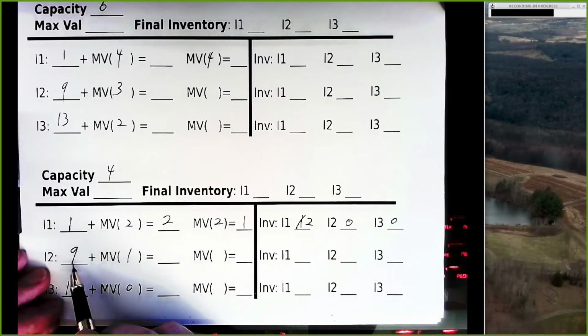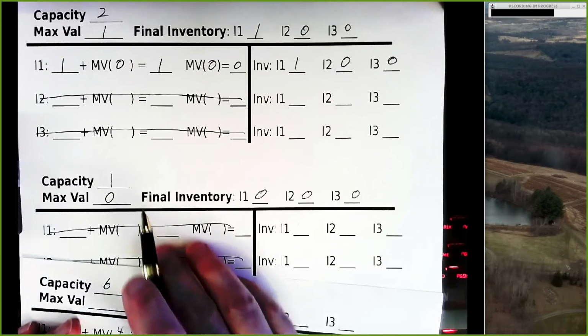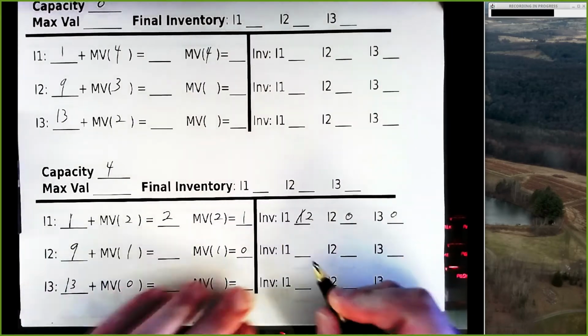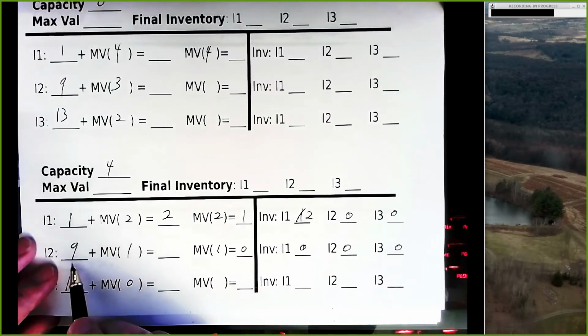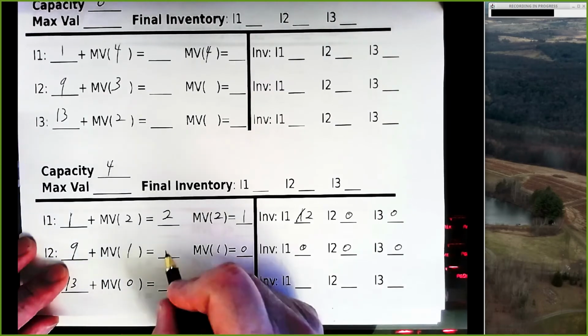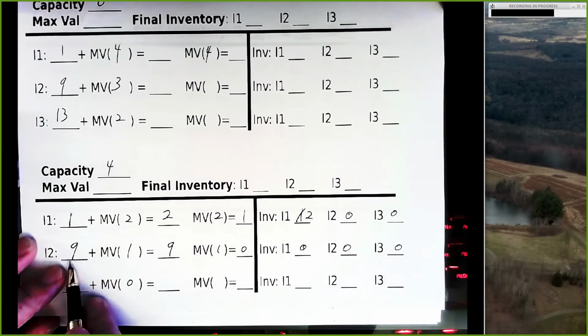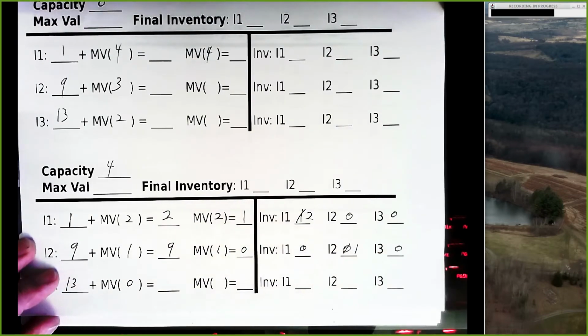All right, second iteration of this loop, 9 plus max val of 1. Max val of 1 is 0, and that comes from putting in nothing. And so our solution for starting with item 2, the phone, is 9 plus 0 is 9. And the inventory that gets us that, we'll take the inventory that maximized this and bump up the count for item 2. So just increment this to a 1.